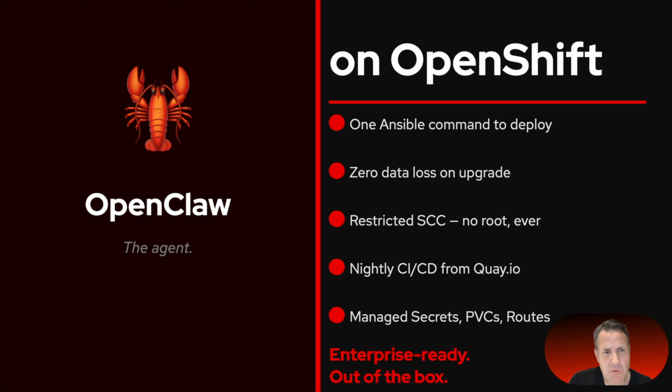Well, here's where it shines, because OpenClaw on OpenShift means your agent comes up in an enterprise-ready solution out of the box. One Ansible command to deploy, zero data loss on upgrades. That means your persistent volume claims survive everything, with restricted security context constraints. The pod never runs as root. And I also added CI/CD to the project that tracks every upstream OpenClaw release automatically, because this project is so popular that they're releasing once and sometimes twice a week. So your secrets, PVCs, and routes are all managed by OpenShift. You don't have to worry about it.